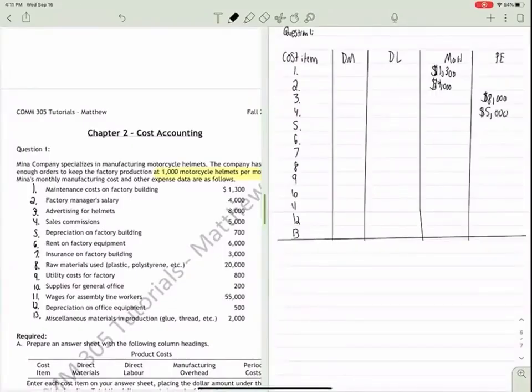Okay, next up. Depreciation on the factory building. All right. What do we think here? Is that a product cost or a period cost? Is depreciation on the factory building product or period? What do you guys think?